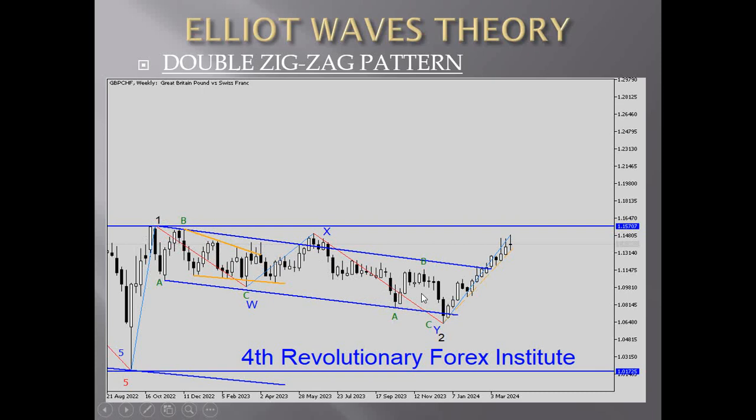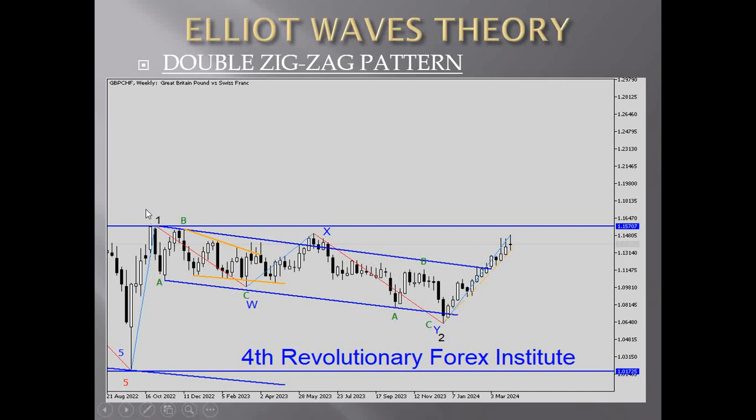So in the formation of the double zigzag pattern, we do not have A, B, C. We have W, X, Y. So wave W and wave Y must both be completed as a zigzag pattern. Let me repeat, guys. Wave W must be completed as a zigzag pattern, and then wave Y must also be completed as a zigzag pattern. Okay, let me demonstrate what I mean.